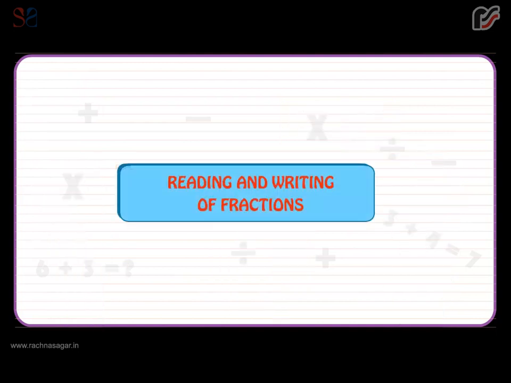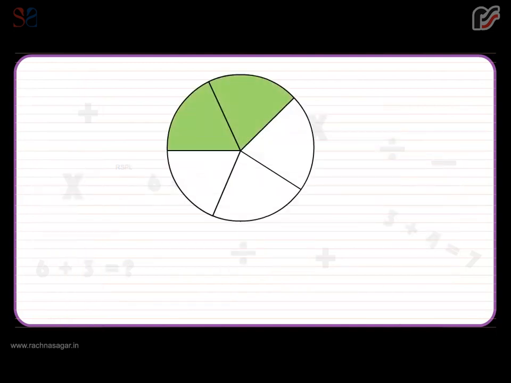Reading and writing of fractions. Look at the given circle. Here, total parts is equal to 5. Shaded parts is equal to 2. So, 2/5 part is shaded.